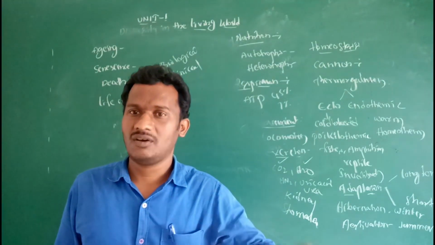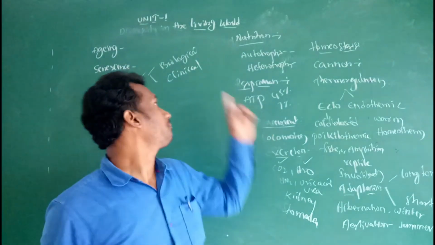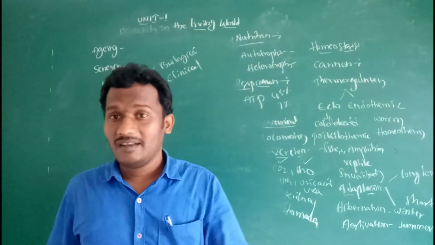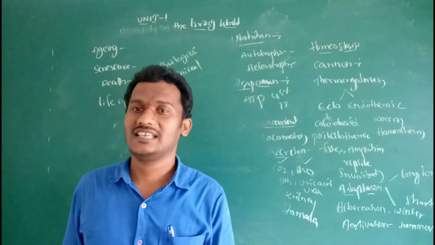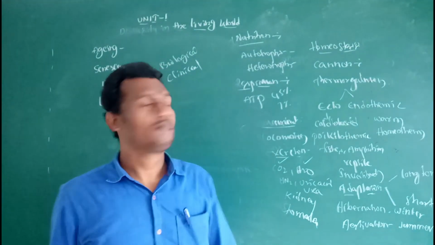Next one, clinical death means permanent cessation of all activities of an organism. That means pulse, heartbeat, etc. So the organism cannot maintain the steady state condition. This is known as clinical death.